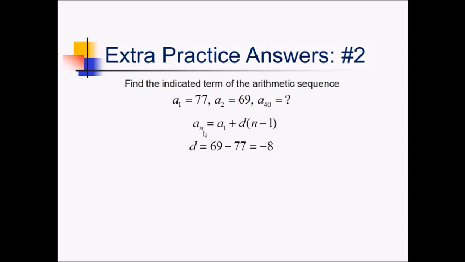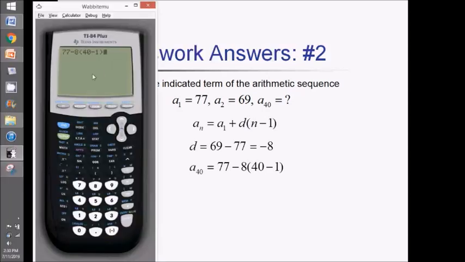So then I've got the 40th term equaling my first term, 77, minus my common difference of 8 times we have an n value of 40 because we want the 40th term, minus 1. So let me do this on the calculator. Plugging all that in, we end up with -235.